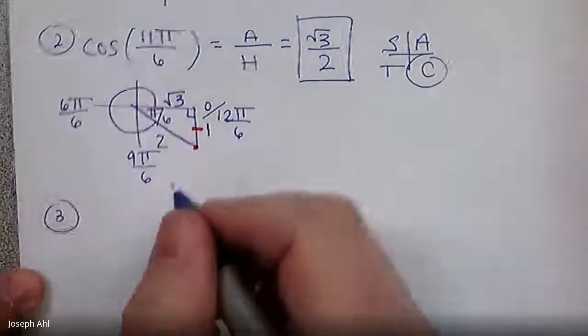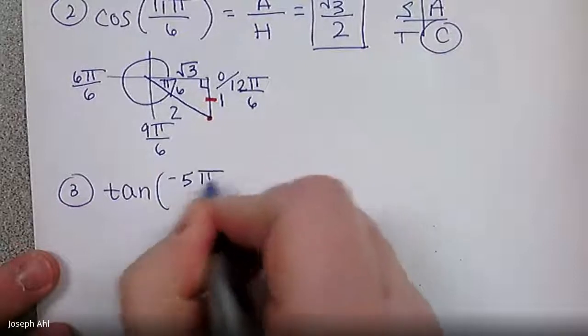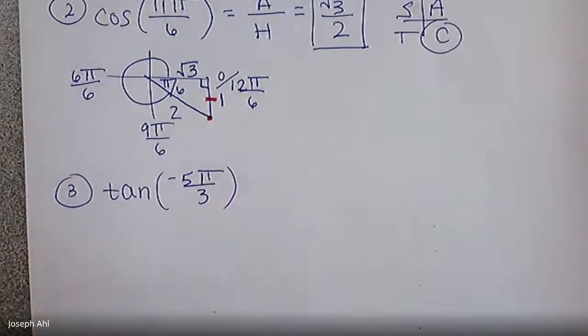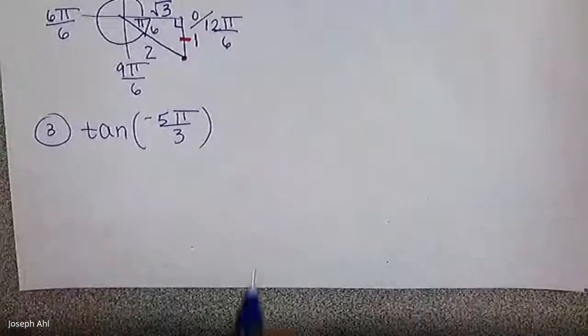If at any point during the lesson in this practice you feel like, you know what, I've got this, I can try these on my own, before I do the example, why not hit pause and try it? All right. Tan of negative 5 pi over 3 is next.